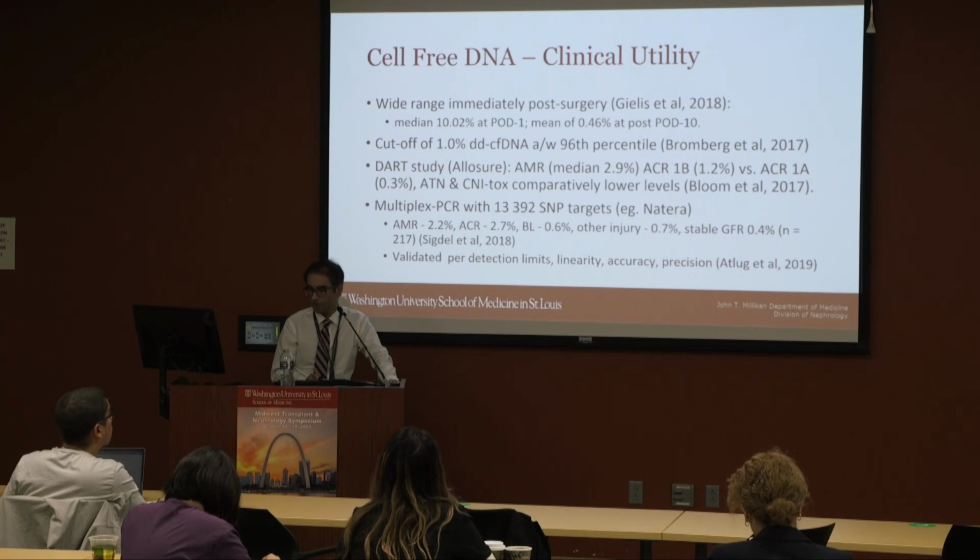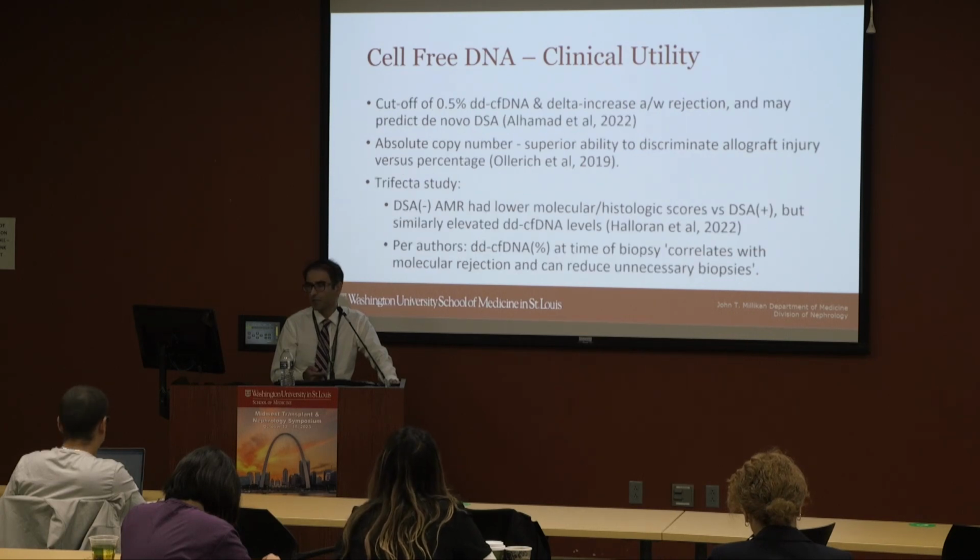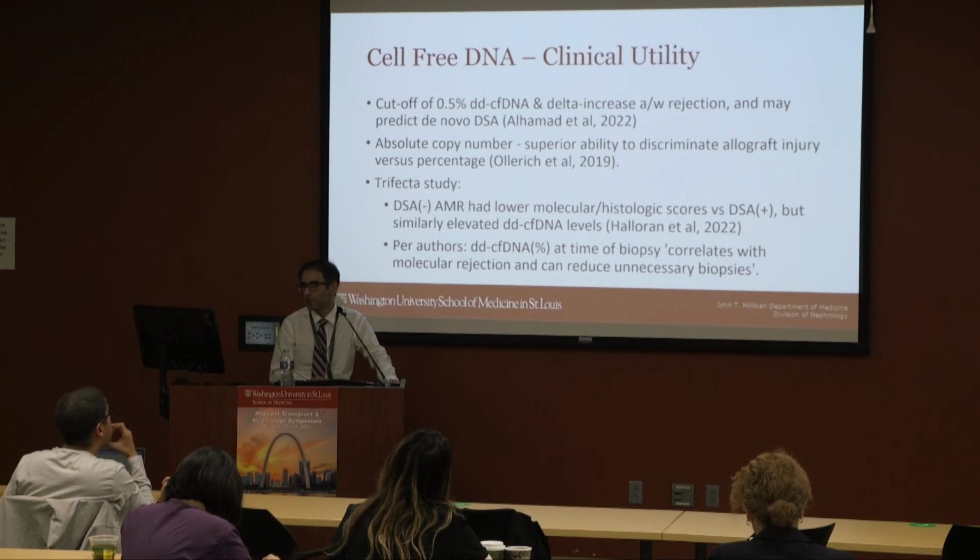And then just recently, in fact, Dr. Al-Hamad and his collaborators found that at a cutoff of 0.5%, and with a delta increase in cell-free DNA, there was an association with rejection, and it may also predict the onset of de novo DSA. One study reported that there might be superior value in using an absolute number rather than percentage, although there's been variation on that.